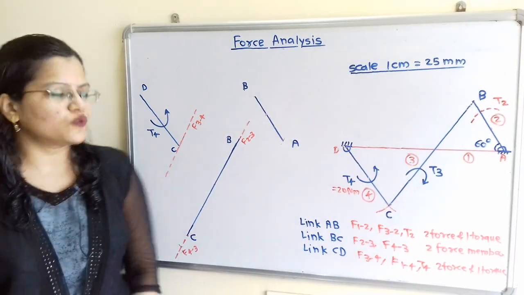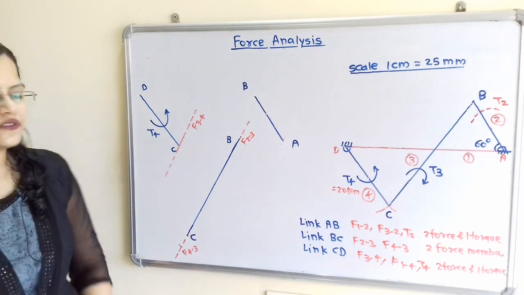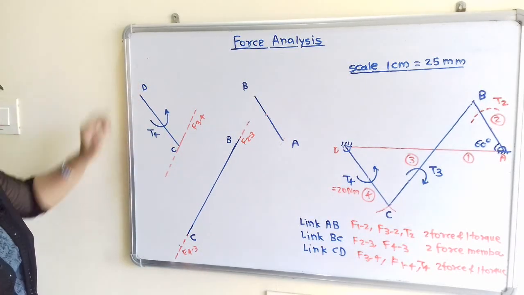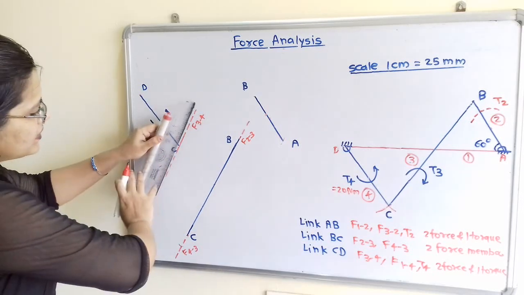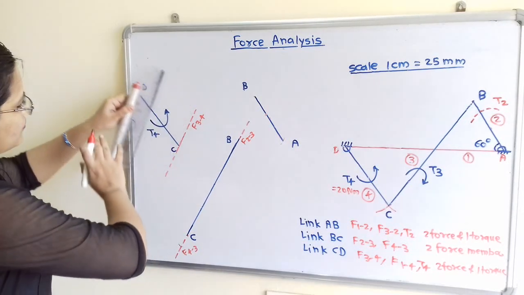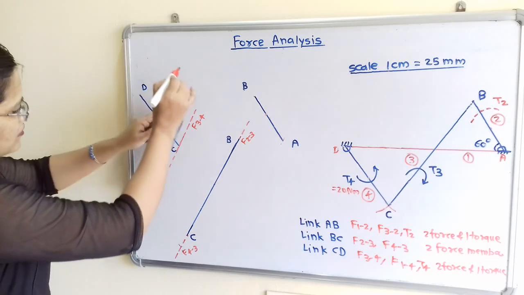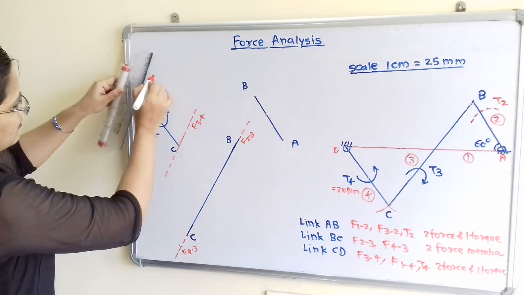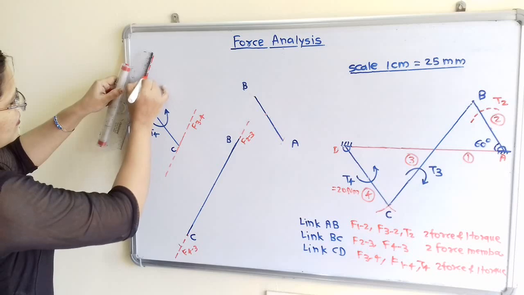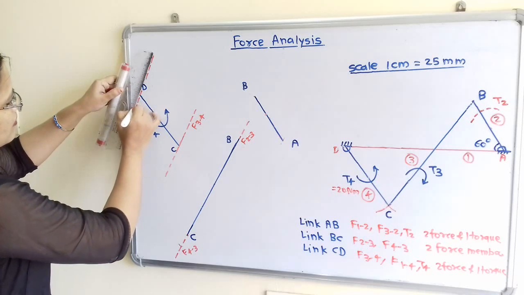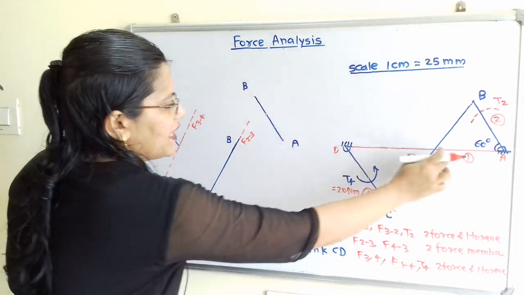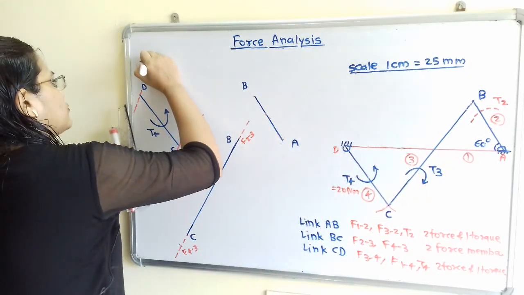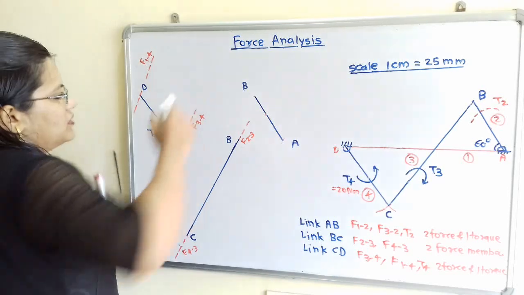Link CD is a 2 force and 1 torque member. So we have to show the line of action of force passing through point D, which should be parallel to this f of 3 to 4. So I will show it here. Now if we observe this link CD, then through this point D, f of 1 to 4 is applied. So here we have to mention this.